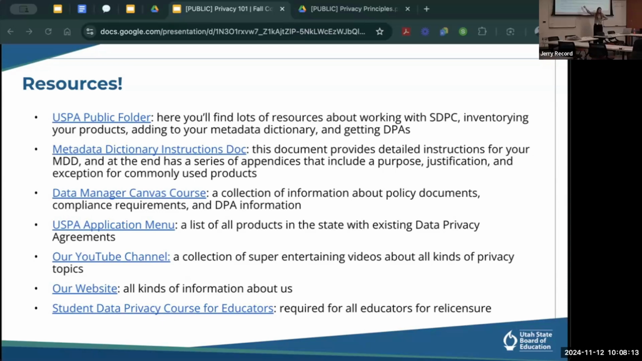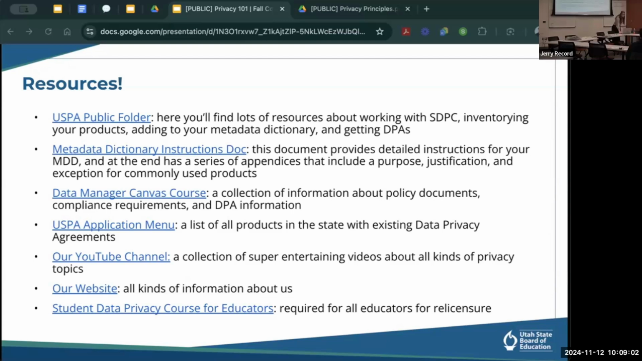The USPA application menu also helps with app vetting because it helps you to see at a glance whether other people have signed a DPA with a product, and then it helps you determine if you can subscribe to that. We have a YouTube channel that we're very proud of, which is, among other things, where the recording of this session will be posted. We've got our website on the Utah State Board of Education webpage. And finally, there is a data privacy course that's intended for educators, but it's also a great resource if you just want to take it to learn more about data privacy, and there's a link for that there. Or to pull it out for a faculty meeting. Yeah. Or some sort of professional development window.